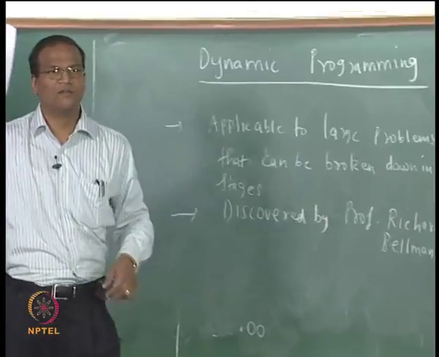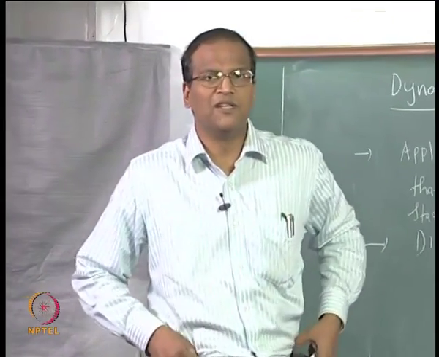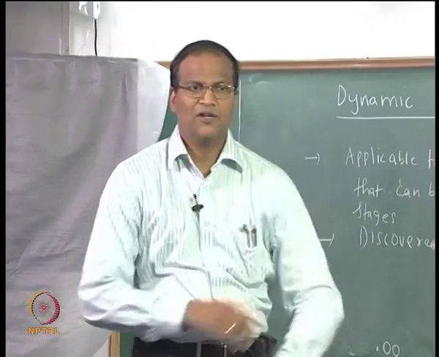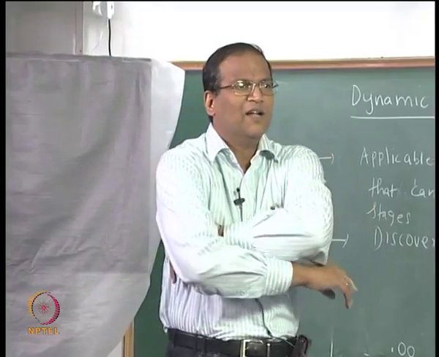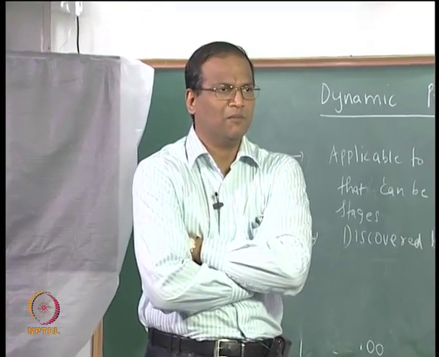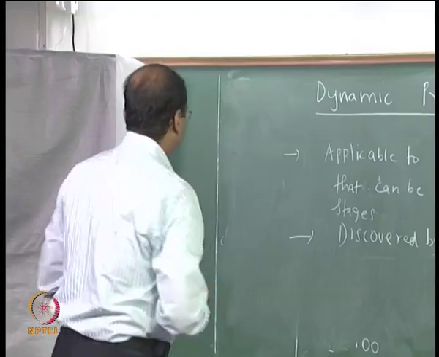Applied mathematician, and he was a professor of applied mathematics at the University of Southern California. So it is called the Bellman equation. He figured out the Bellman optimality theorem, the Bellman condition, and so on.